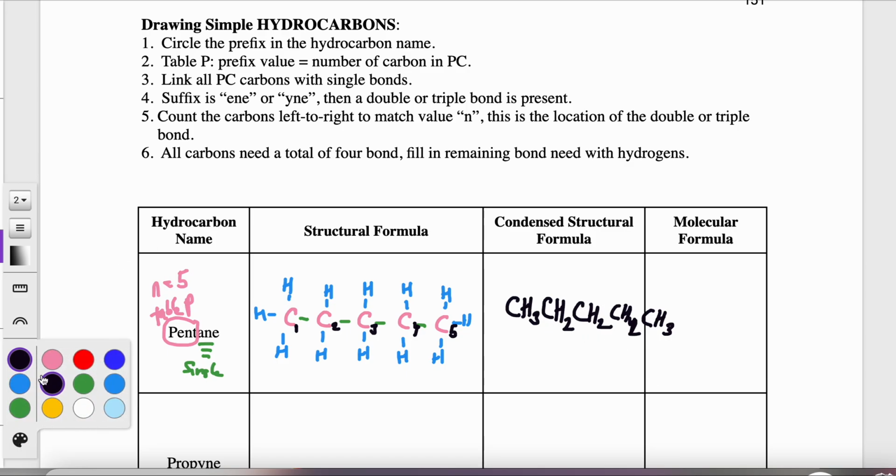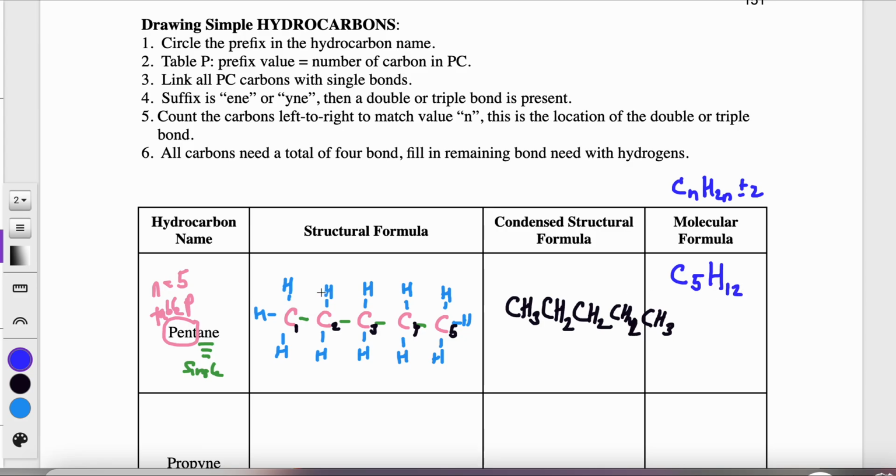Now the molecular. So the molecular is carbons followed by the hydrogens. In this structure, it's pent, so we know that we have 5 carbons, and it's ane, so we know it's 2n plus 2. So 2 times 5 is 10, plus 2 gives us 12, and you can go back and count. 1, 2, 3, 4, 5, which makes 10, 11, 12. So here is our molecular.